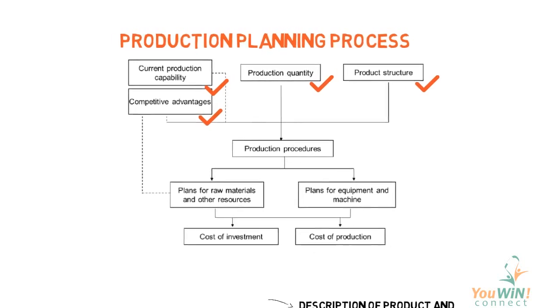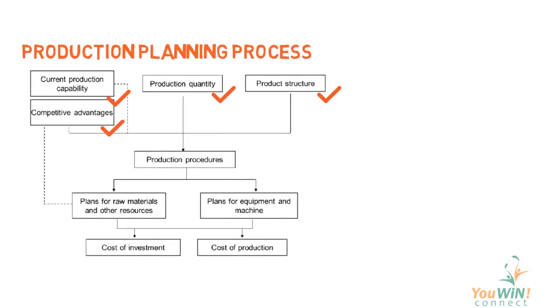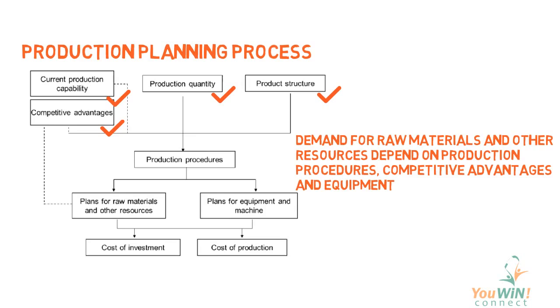Our production procedure is a basis to determine the demand on equipment, machinery, and the factory. And also the demand for raw materials and other resources depend on production procedures and the competitive advantages and equipment as well. The production plan's objective is to help us determine the investment and production expenses that we need, and these calculations are usually based on experience of the people who prepare the production plan.